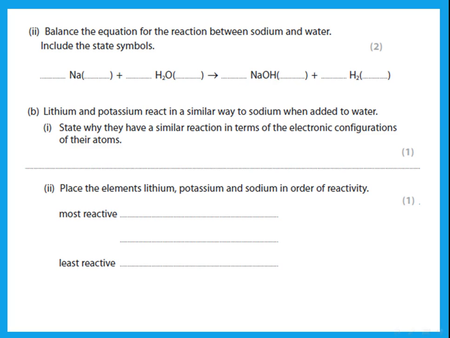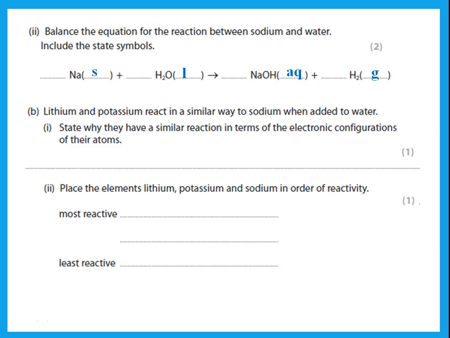Okay? This is another typical question that you may be asked. Balance the equation for the reaction between sodium and water. Include state symbols. What is the state symbol for sodium? Sodium is a metal, so it's solid. What was the state symbol for water? We said water is always a liquid. Sodium hydroxide is something that dissolves in the water, so that is aqueous. And hydrogen is a gas.